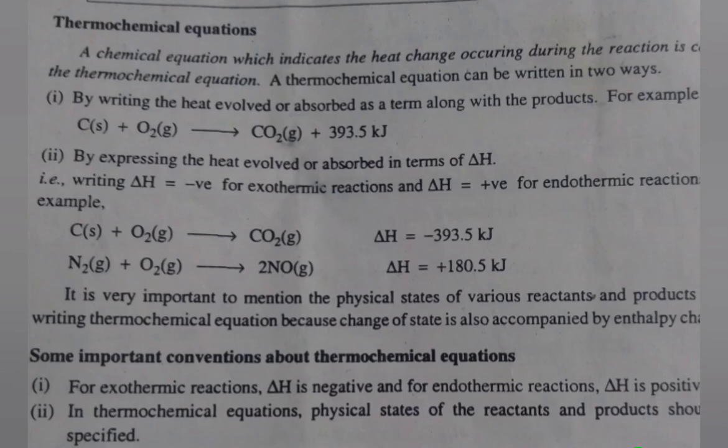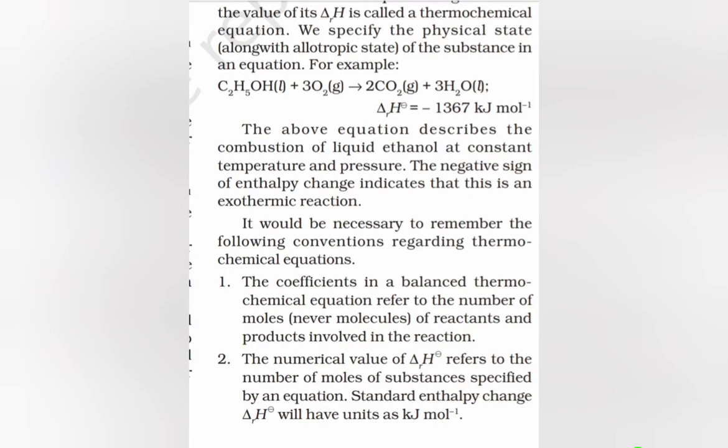A thermochemical equation can be written in two ways. The first one is by writing the heat evolved or absorbed as a term along with the products. For example, A plus B gives C. If this chemical equation is taking place, then the energy will be written as A plus B gives C plus 100 kilojoules of energy. That means the energy liberated will be written along with the products, considered as a product, on the right hand side of the chemical equation.